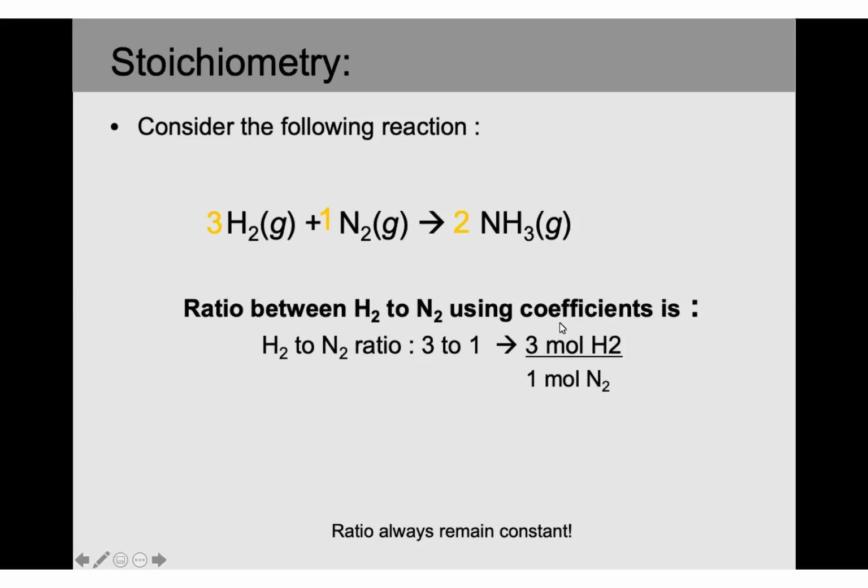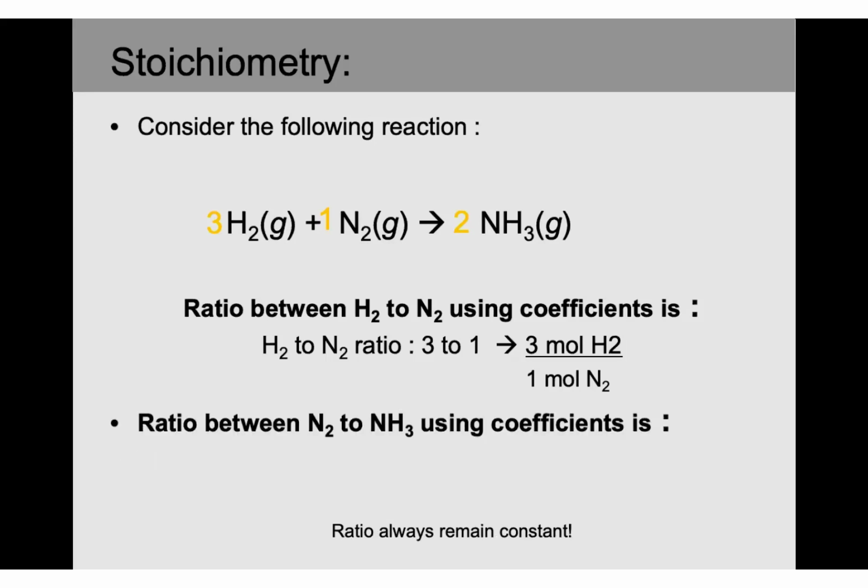So to make it easier to use in the chemical equation, we put the mole next to them to be able to relate them to each other in the unit conversion method. Okay, so now do it yourself, guys. What about the ratio between N2 and NH3 here? We should basically use the coefficients, right? So N2 to NH3 is 1 to 2, 1 mole of N2 to 2 moles of NH3.